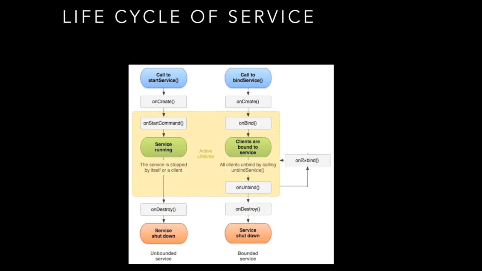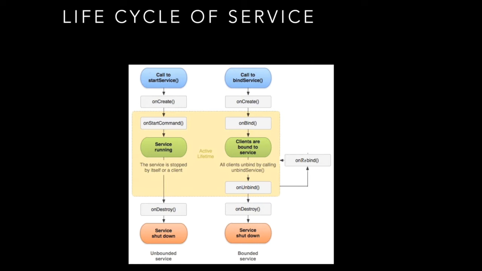So this is the life cycle of the service. You can see on the left hand side, this is the first form, that is the unbounded service, and on the right hand side you can see the bounded service. In the case of the unbounded service, you can see how it is started. To start that service, we have to call the method startService. At that time, the onCreate method of the service will be invoked, which leads to the invocation of onStartCommand. Then we can say that the service is in the running state.